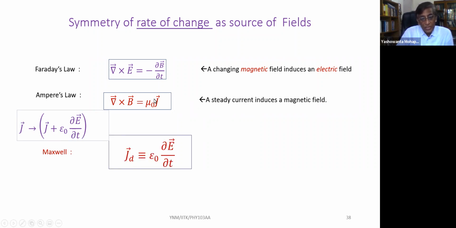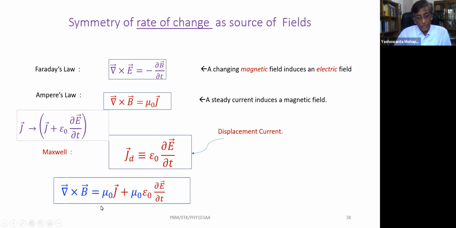He calls this new term the displacement current. It's a misnomer; there is no current really there. It is just the rate of change of electric field. So the rate of change of magnetic field can give rise to electric field, and the rate of change of electric field should give rise to a current-like term and hence to magnetic field. So this was called the displacement current. That's why I have put a subscript D here.